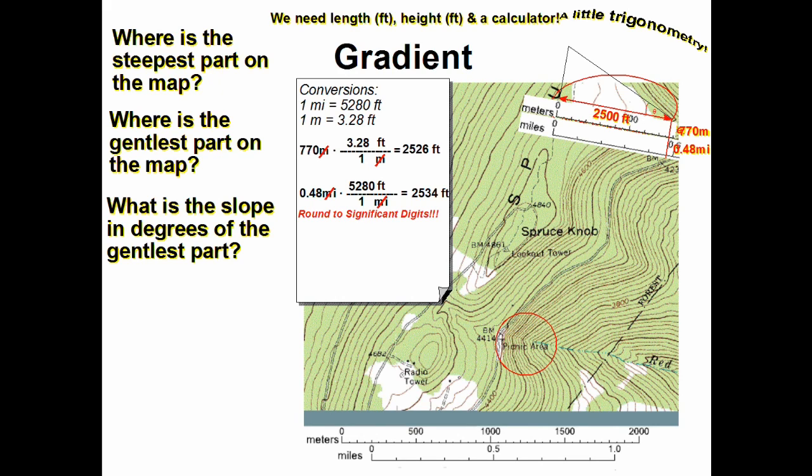Now, what about the height? Well, the height we can get from contours. I count 1, 2, 3, 4 steps, 4 contour lines that we have to climb over, which is at a contour interval of 40 feet, 4 times 40, 160 feet of elevation gain over a distance of 2,500 feet. So we have a rise over run.